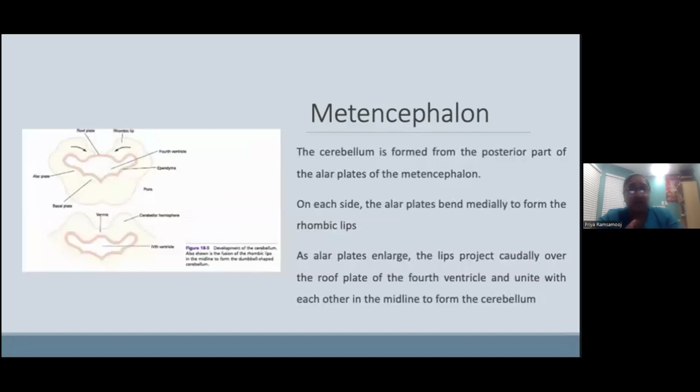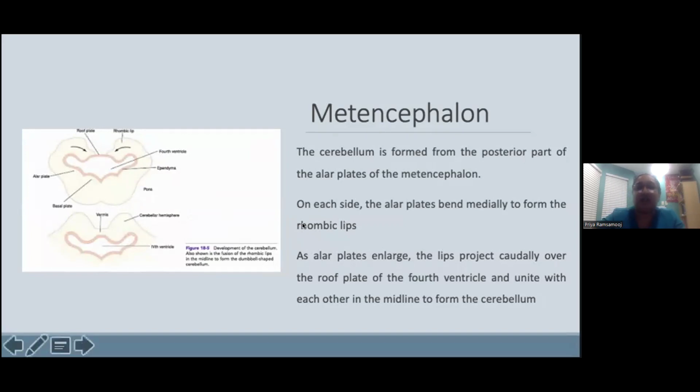So now, rounding up, we would see the cerebellum is formed from the posterior part of the alar plates of the metencephalon. So what you have happening is these alar plates bend medially to form the rhombic lips right up here. So we see they're going medially. And when they bend medially and the alar plates enlarge, the lips are going to project caudally over that roof plate of the fourth ventricle to unite in the midline to form your cerebellum.